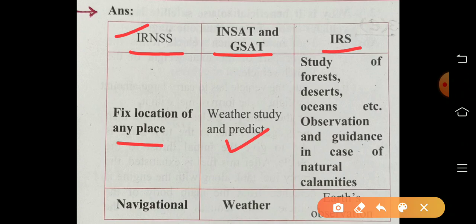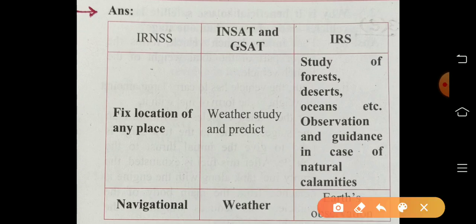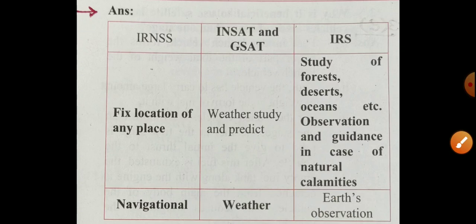So study of forest, desert, ocean, etc. Observation and guidance in case of natural calamities. That is a work of weather satellite. And last one, navigational. Earth's observation is, that is a navigational and weather. So remember whatever the answers given in this table.